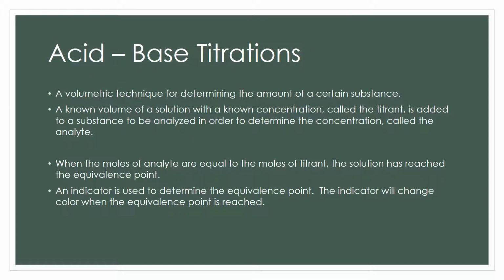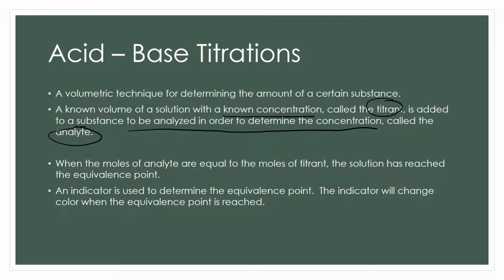What we are most concerned with is an acid-base titration. A titration is a volumetric technique for determining the amount of a certain substance. A known volume of a given solution that has a known concentration, we call this the titrant, is added to a substance to be analyzed in order to determine its concentration. We call this the analyte. These are two very, very important terms. We want to make sure we know these definitions.